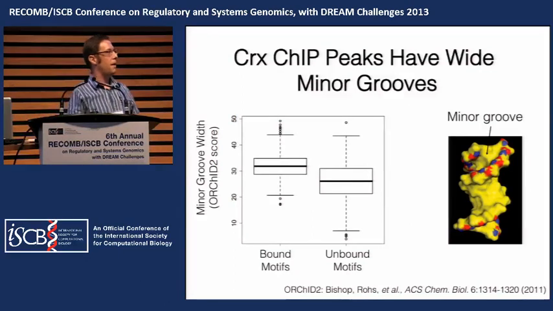So I've examined the DNA shape of the bound and unbound motif occurrences, and using this program called DeepDNAshape out of Remo Rohs's lab, we find that CRX ChIP peaks have wide minor grooves. You can see minor groove width score, wider minor grooves is higher on the y-axis here. Bound motifs have wide minor grooves, whereas unbound motifs tend to have narrower minor grooves.